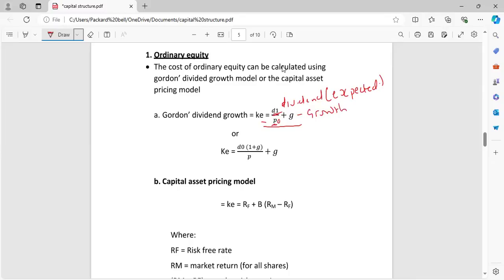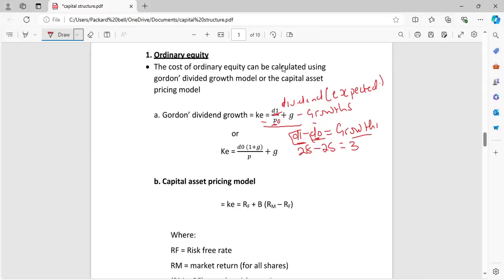So when you are using this formula, growth means D1 minus D0. D0 is the dividend before it increases, then D1 is the expected one. So when you are calculating your growth, you use your D1 and your D0, then you have the growth. If D1 is 28 and D0 is 25, then it means growth is 3 rand.